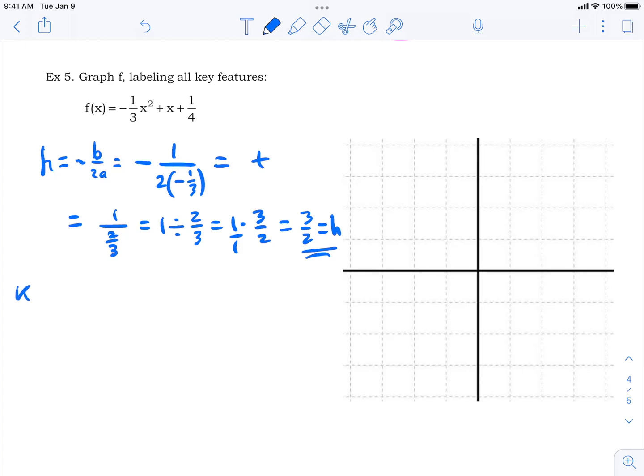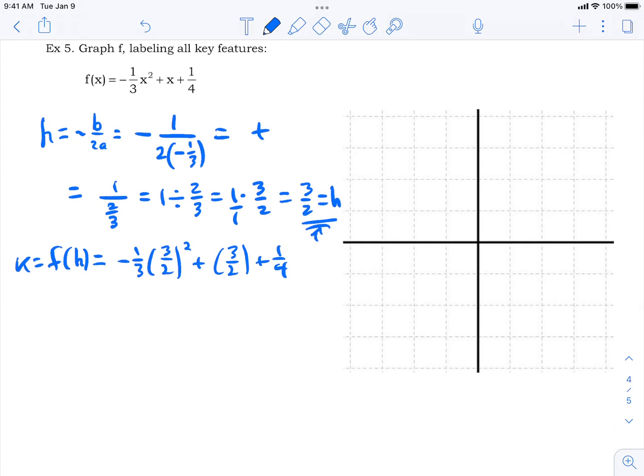What about the k? Well, you plug this into your function. So I've got a negative 1/3. My x is 3/2 here, squared, plus, plug it in here, 3/2, plus 1/4. So this will give me the y-coordinate. Negative 1/3. Remember, you always do the squaring first, right? As much as I love to cancel 3's, I can't do that because this 3 is busy. It's got this square thing. So squaring the 3, I get a 9. Squaring the 2, I get a 4. Plus, well, 3/2 plus 1/4.